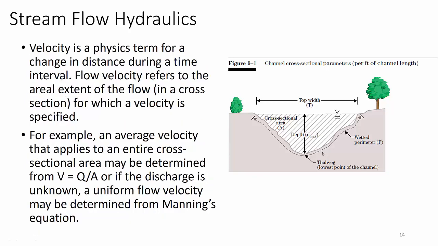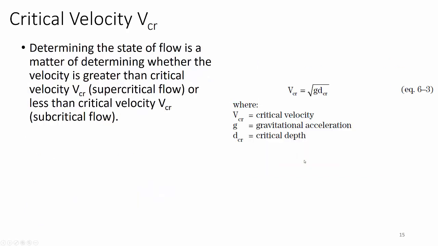Velocity is a physics term for a change in distance during a time interval. You know that. Flow velocity refers to the areal extent of the flow in a cross-section from which a velocity is specified. For example, an average velocity that applies to an entire cross-section may be determined from V equals Q over A if the discharge is unknown. A uniform velocity may be determined from Manning's equation. There are a number of ways to do this. We can measure it, we can model it.